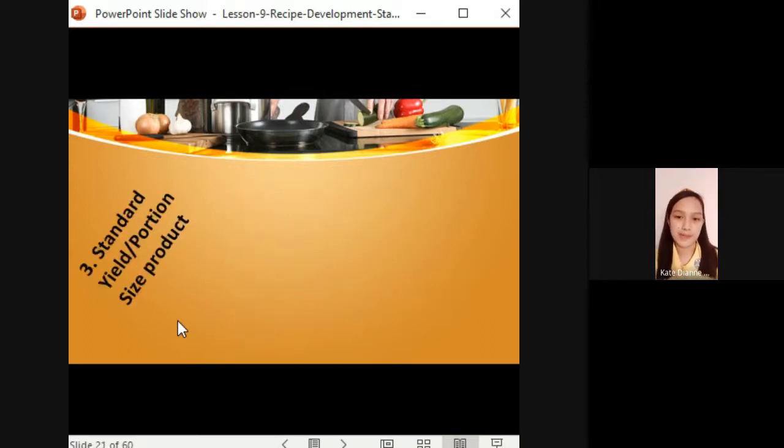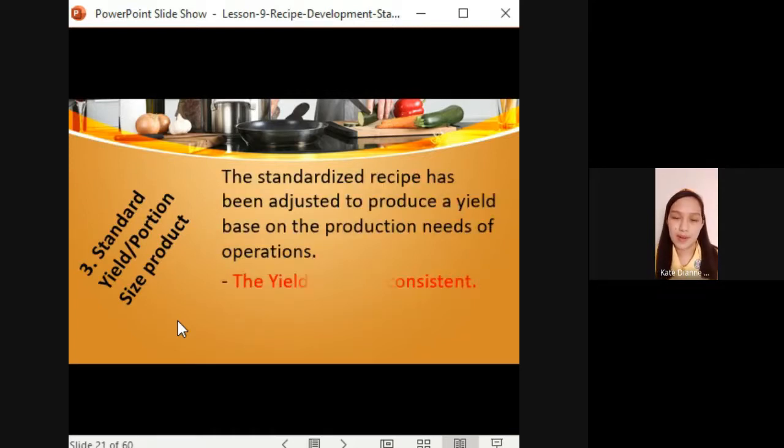Next slide, sir. Okay. So, standardized recipe has a standard yield or portion size. It is not only uniform in appearance, color, and taste, but also in portion size. The standardized recipe has been adjusted to produce a yield based on the production needs of the operation. So the yield must be consistent since our recipe is already standardized.